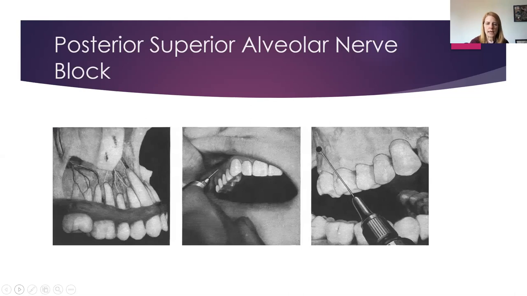And here's our PSA. Remember, on the skulls in the classroom, there's that little pencil dot behind where the last molar is. That's approximately where your PSA foramen is located. This PSA injection will be anesthetizing the maxillary molars, except for the mesial buccal root of the first molar. That will be anesthetized with the MSA, or middle superior alveolar injection.